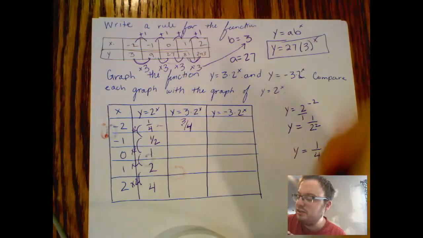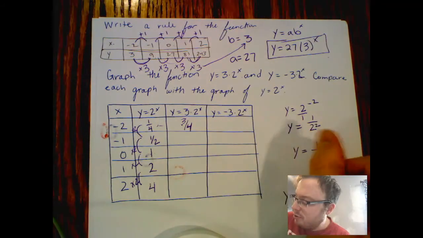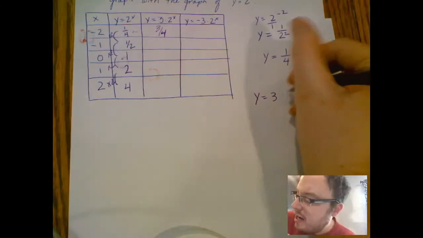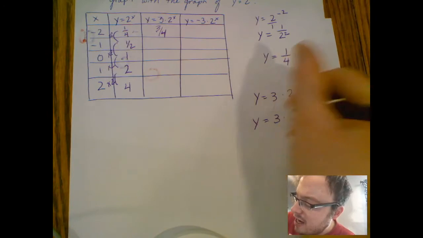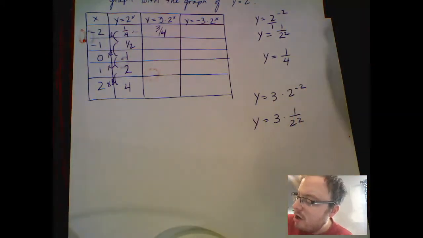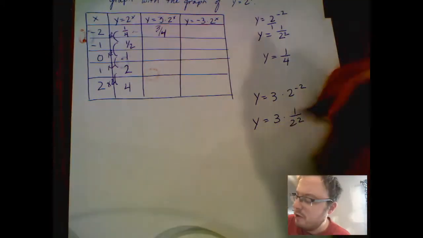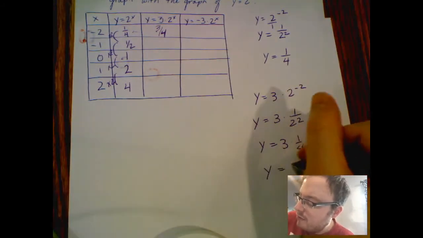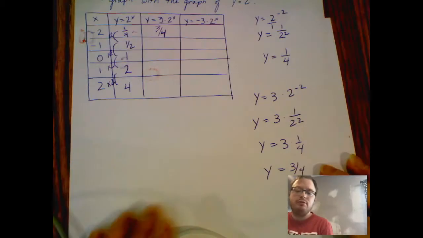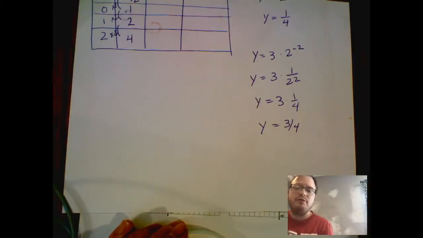And you can clearly see this is y is equal to 3 times 2 to the -2 power. Well, this is y is equal to 3 times 1 over 2 squared, but we've already said 1 over 2 squared is a fourth, so this is 3 times a fourth, and 3 times a fourth is just 3/4.